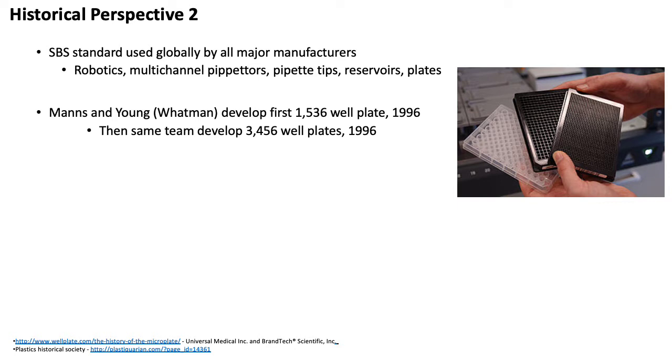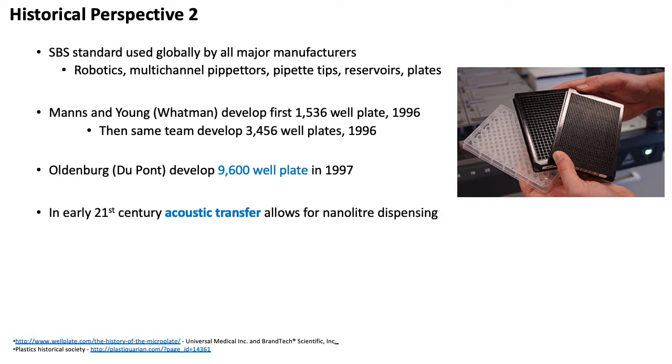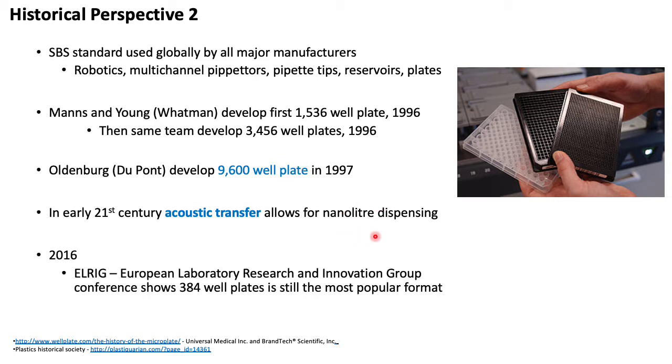Mans and Young, also known as Whatman, developed the first 1,536 well plates. So you can notice they're getting bigger, okay, and that was back in 1996. And the same team then developed the next plate size up, which was the 3,456 well plate. Oldenburg, also known as DuPont, developed the 9,600 well plate in 1997, just a year later. And in the early 21st century, acoustic transfer, so this is using sound waves to transfer nanoliters across to the plates.